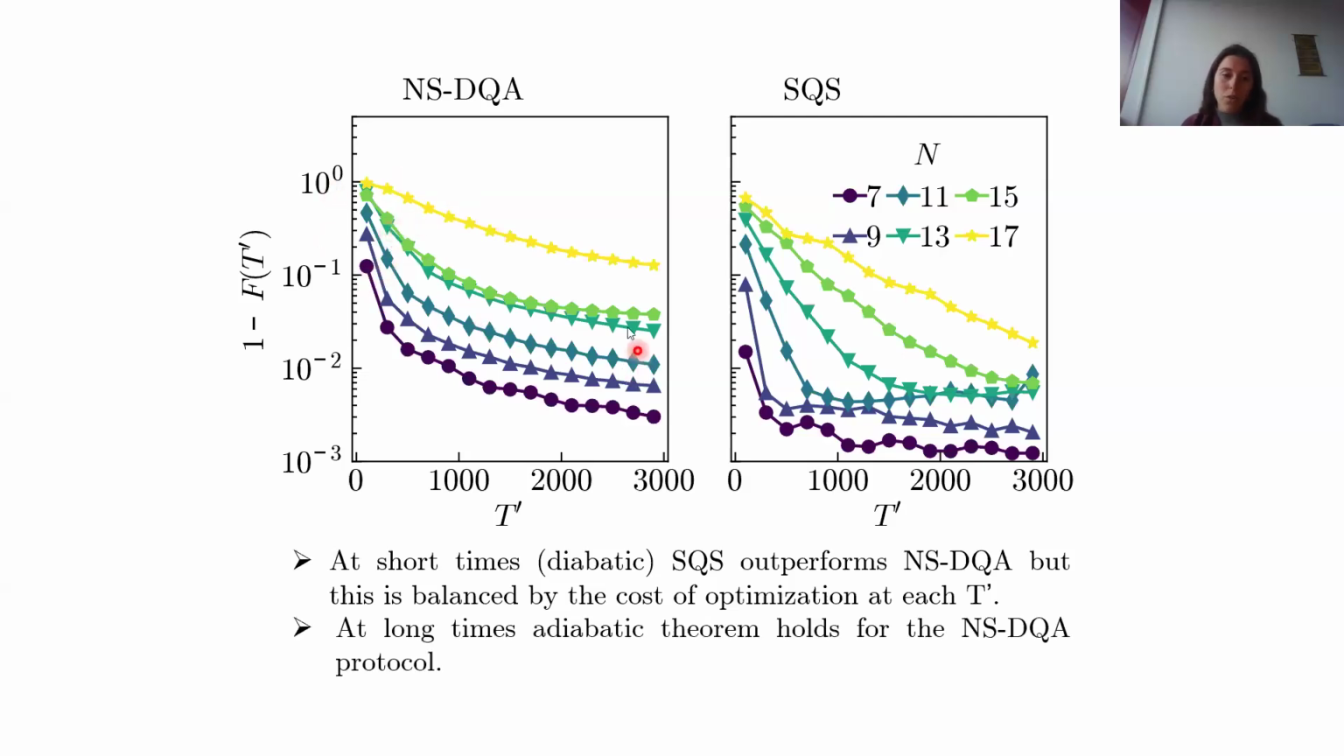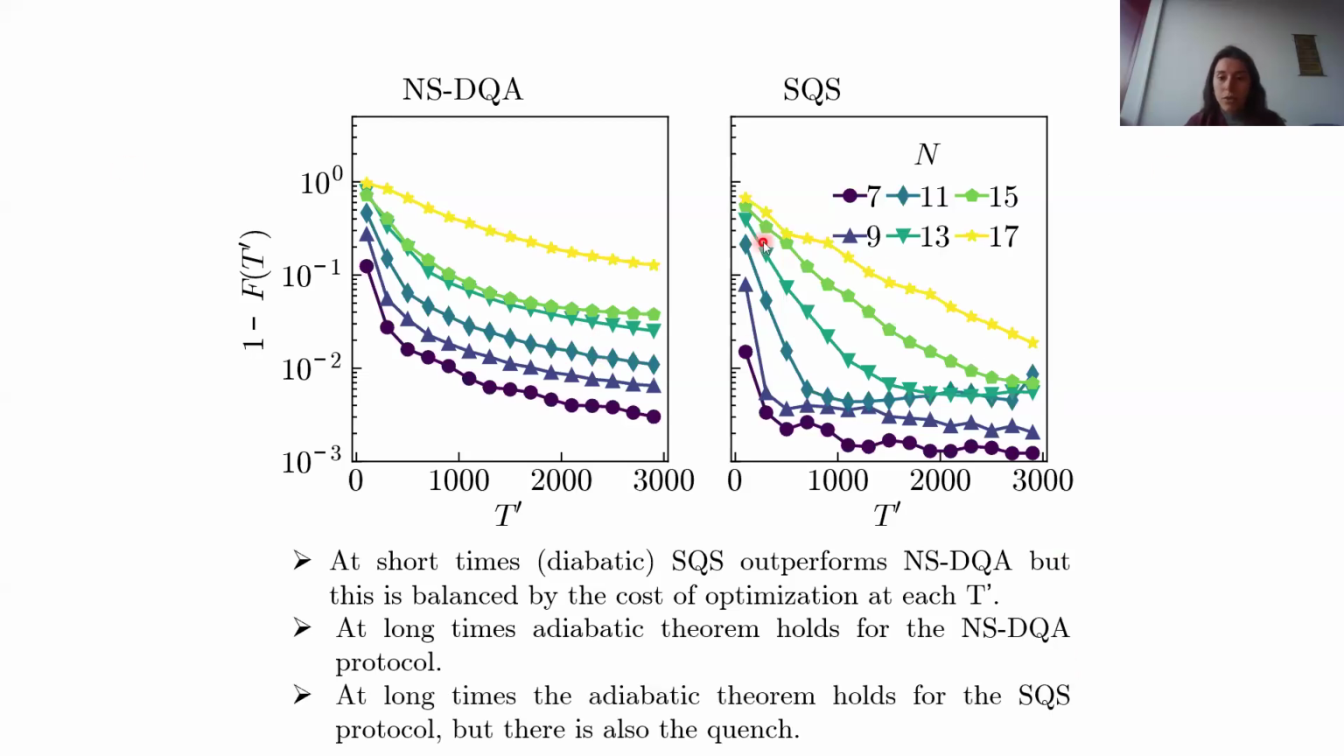But what is interesting to consider also is that in the non-stochastic diabatic annealing protocol, we have curves of infidelity that continue decreasing as we go to longer final annealing times. And this is because at long times, the adiabatic theorem holds for this protocol. And the fact that the adiabatic theorem holds allows us to prevent Landau-Zener transitions from occurring both in the first and in the second gap that we have in this protocol.